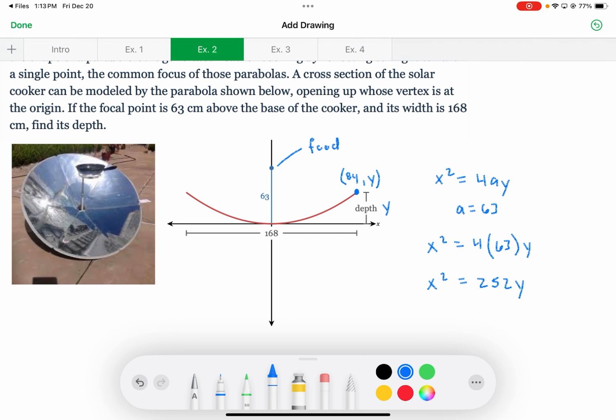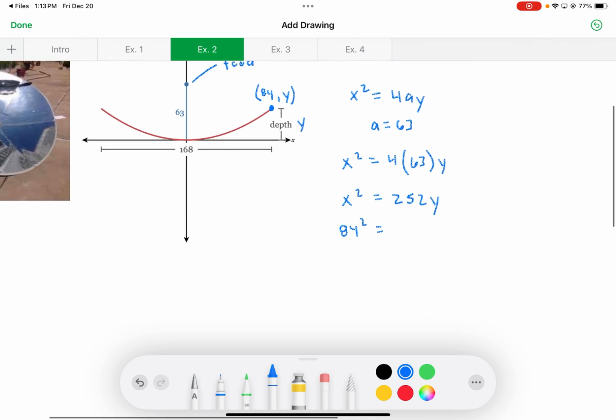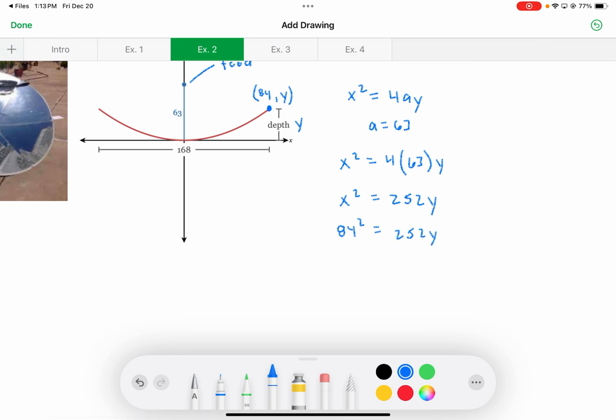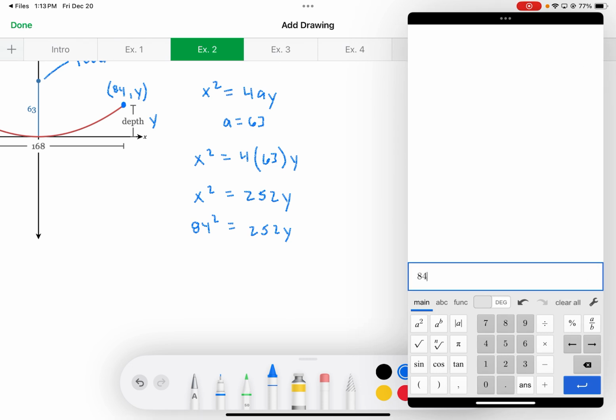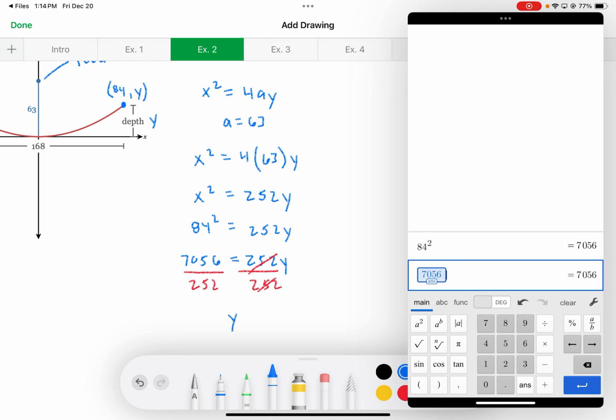We can use that with the equation we just created to come up with the y-coordinate. So I'll go 84 squared equals 252y. 84 squared is 7,056. Then I'm going to divide by the 252, and we are going to end up with a depth of 28 centimeters.